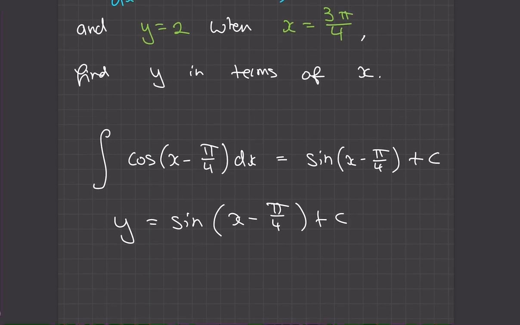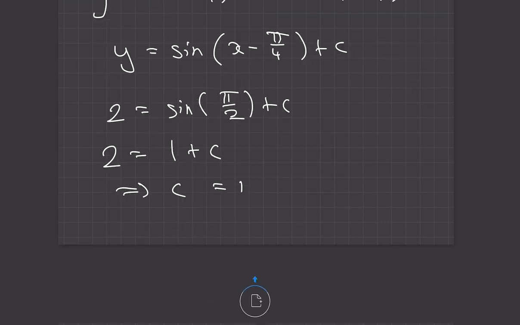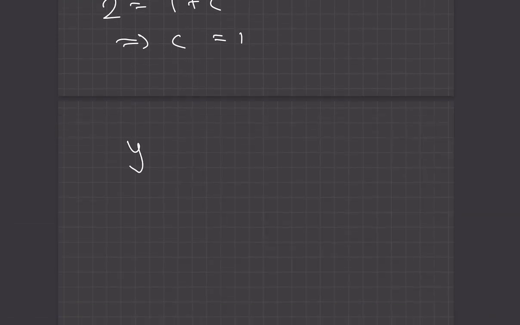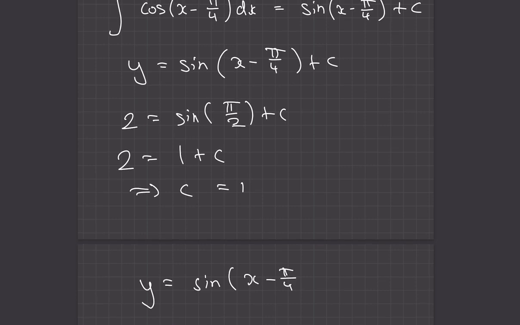We know that y equals 2 when x equals 3 pi on 4. So 3 pi on 4 minus pi on 4 is 2 pi on 4, which is pi on 2, plus c. You need to know, this is a paper 1 question, sine of pi on 2 is 1, plus c, therefore c equals 1. So that means y equals sine of (x minus pi on 4) plus 1.